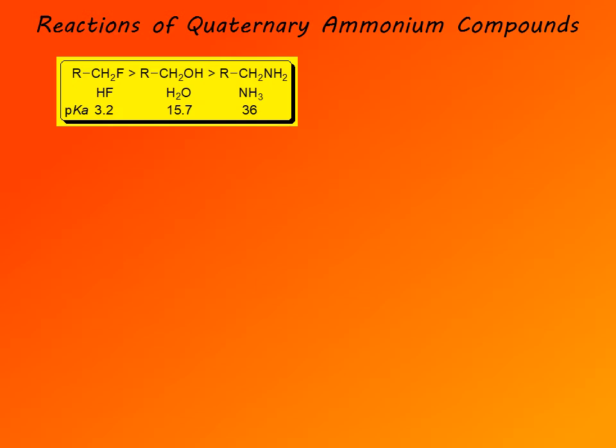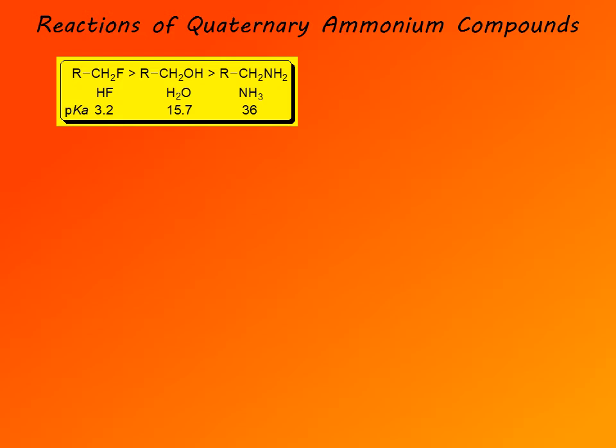hydrofluoric acid, its pKa is 3.2. So the corresponding base, the fluoride anion, is a rather strong base, and so a poor leaving group. Then we have hydroxide, the corresponding acid, water, has a pKa of 15.7, which means that hydroxide as a strong base is really very seldom a leaving group, a very poor leaving group. And then when we look at the amino group and the corresponding acid, ammonia, its pKa is 36. It's not even acidic. The corresponding base, the amide anion, is an extremely strong base, and for that reason we cannot consider the amino group to be a leaving group.